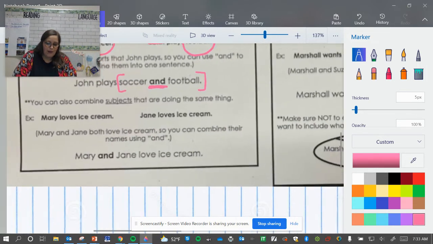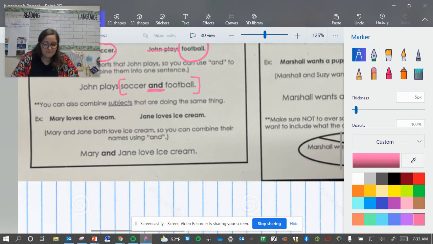Okay, so let's talk about how we would combine subjects. We've got two sentences. Mary loves ice cream. Jane loves ice cream. I want you to look at those two sentences. What is the same between those two sentences? Loves ice cream. So in this one, I'm going to cross out loves ice cream because I only want to say it one time. Just one time.